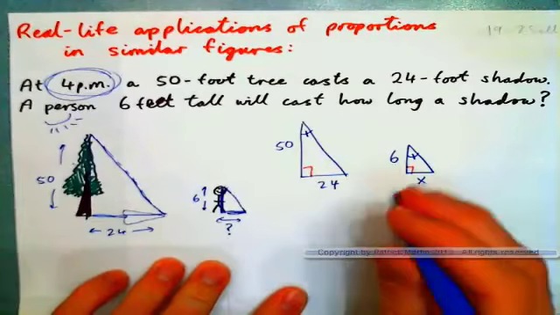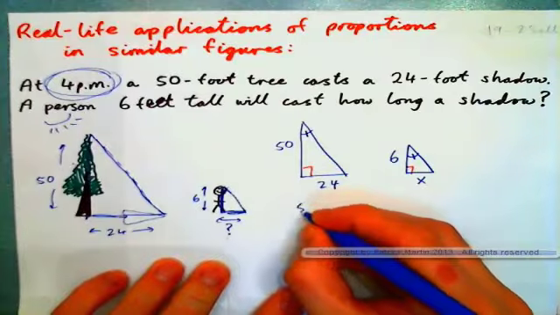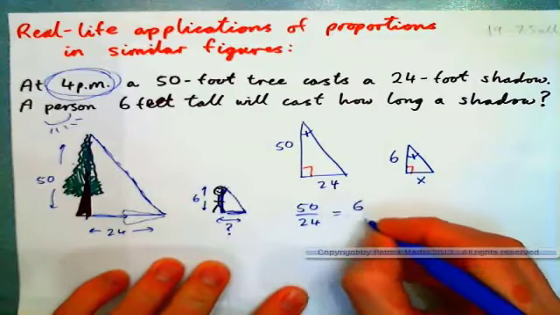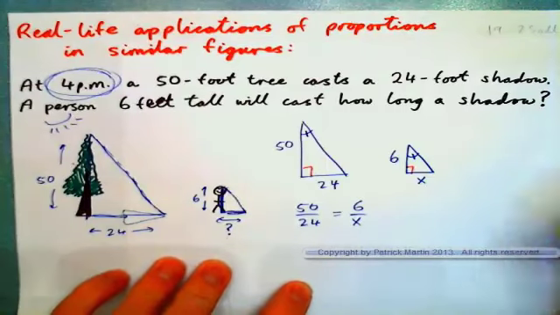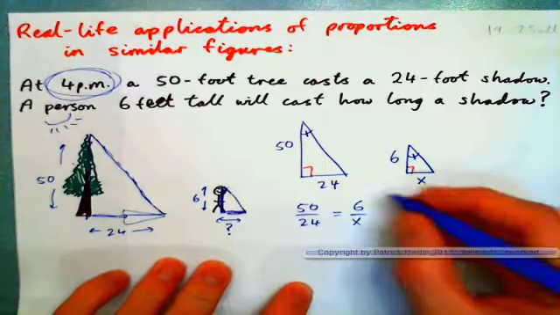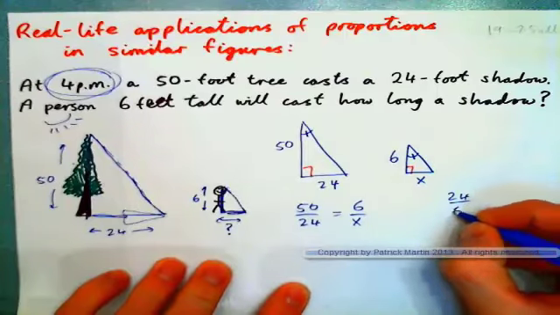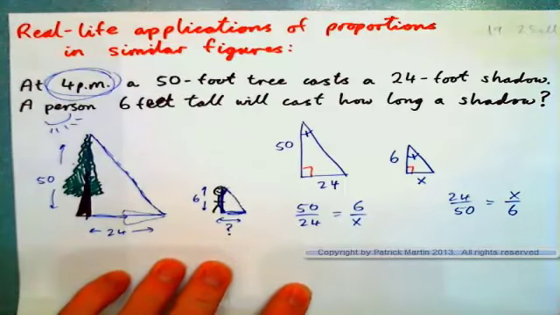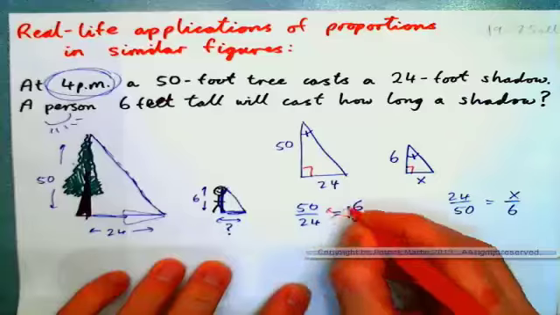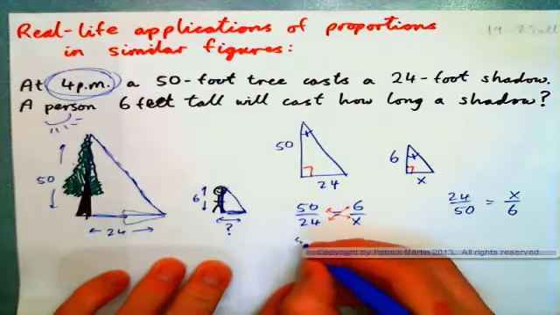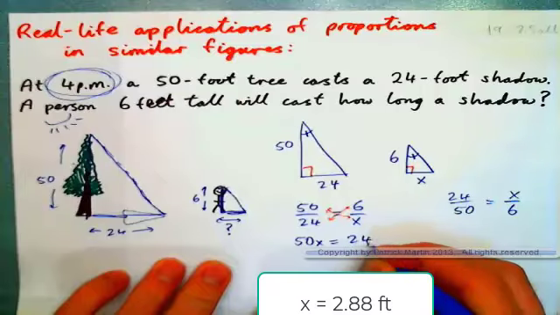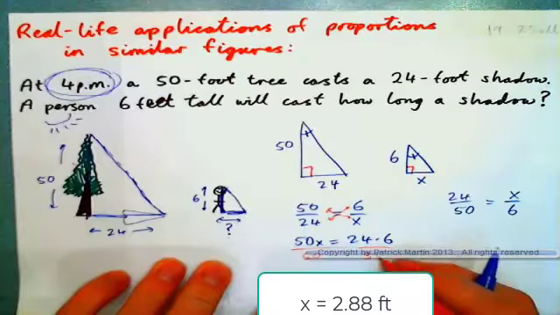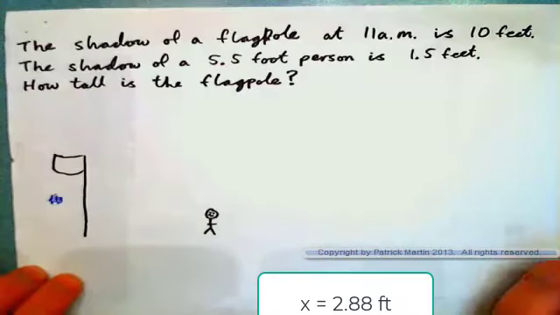So we can simply do this. Let's say 50 over 24, this long side over the 24, equals 6 over x. That's one way of doing it. You could also say 24 over 50 equals x over 6, and that would be fine too. In either case, we then cross multiply, and we should come up with the same thing, which is 50 times x equals 24 times 6. Then just divide both sides by 50 and calculate the value of x.